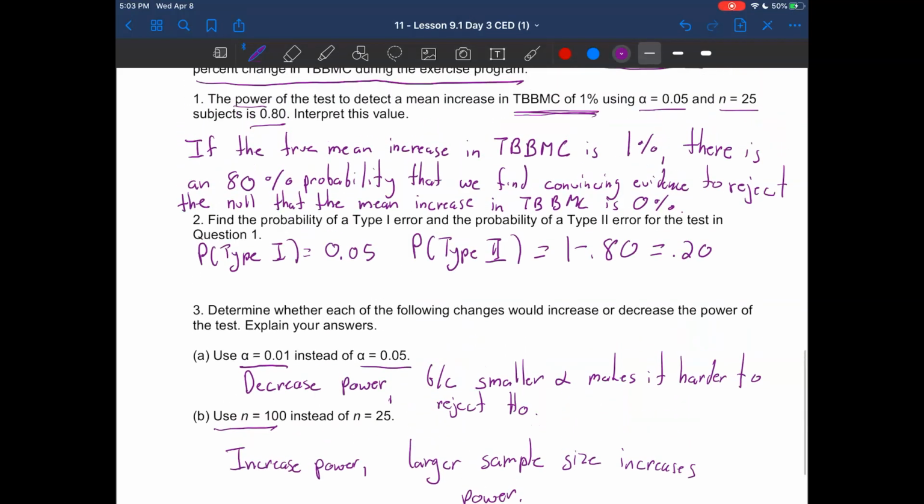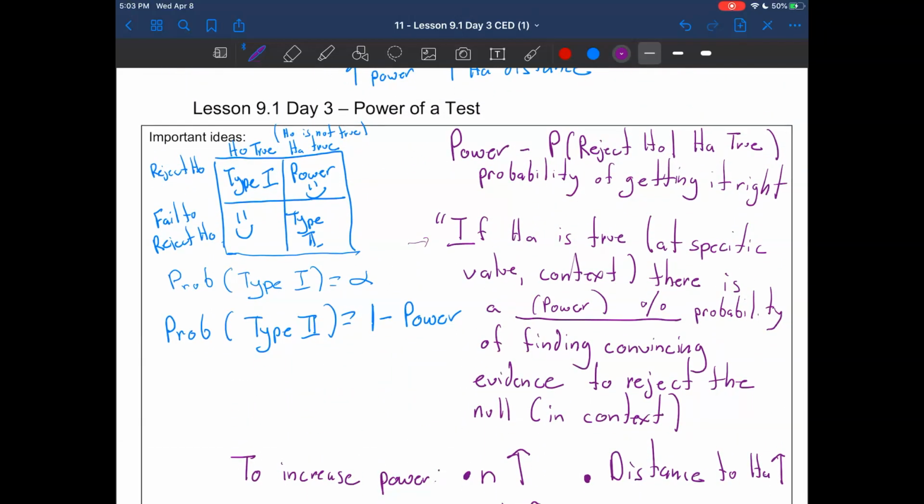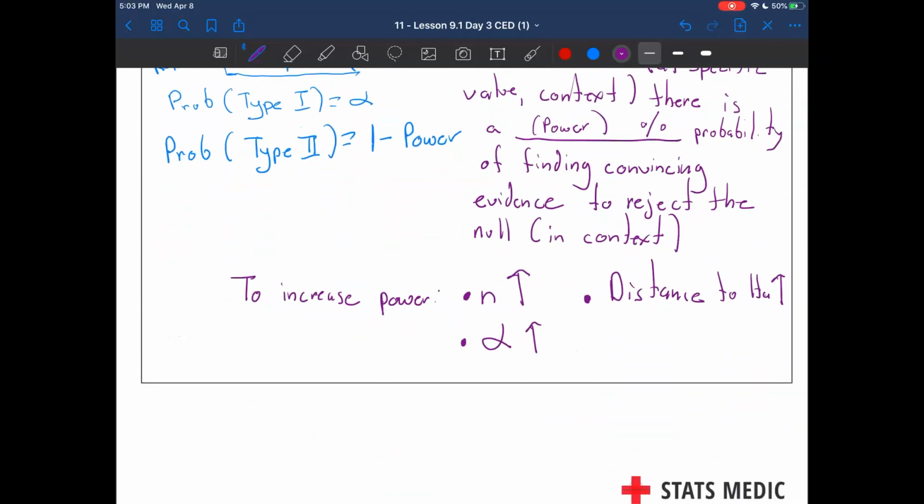Okay, so for this lesson, make sure that you go back, understand the definition of power, know how to interpret it, and make sure you know how sample size, alpha, and the distance of your alternative value to your null value are going to affect your power.